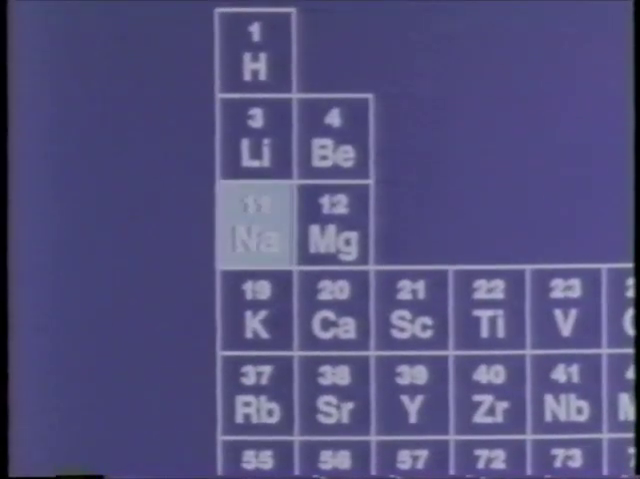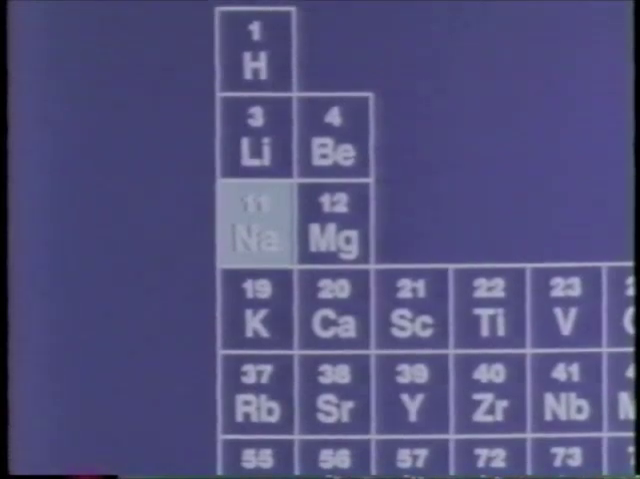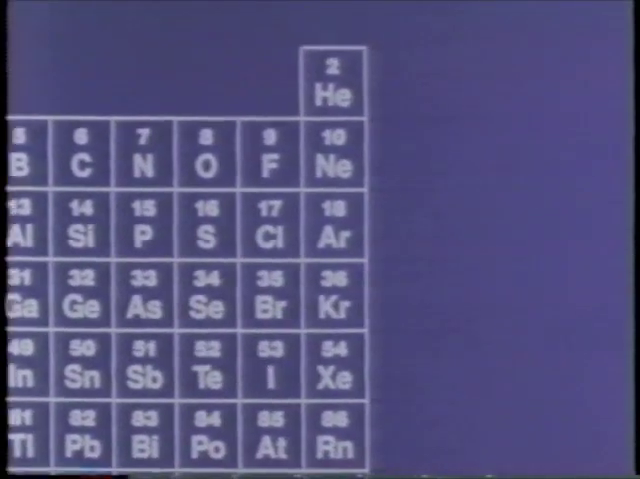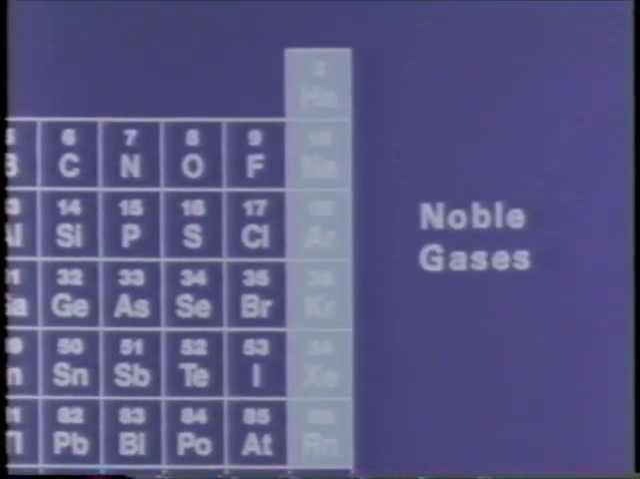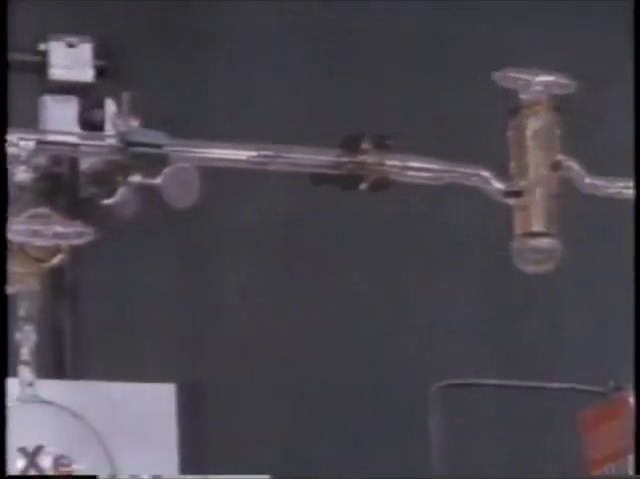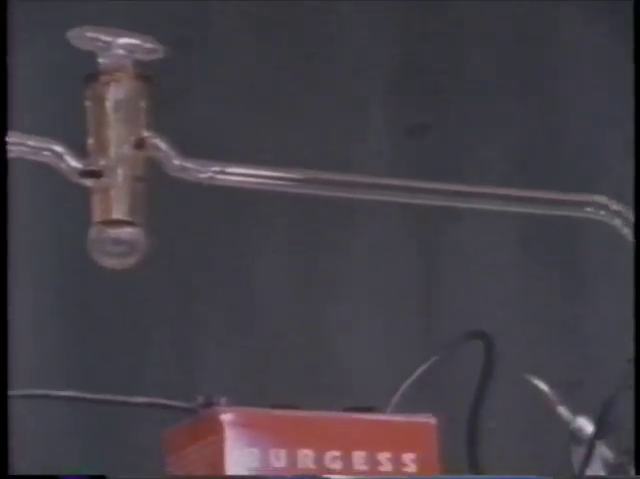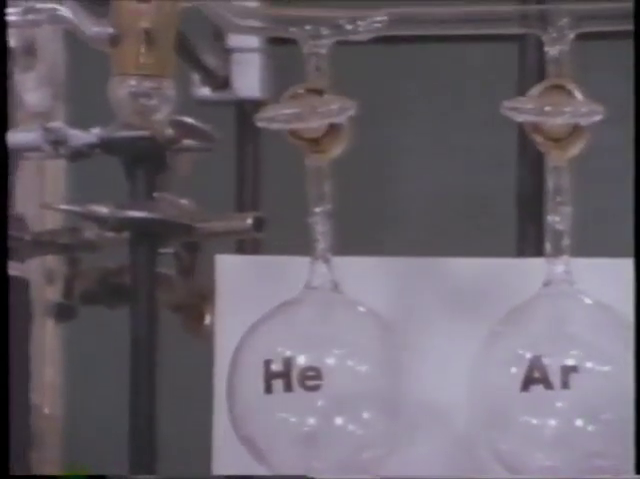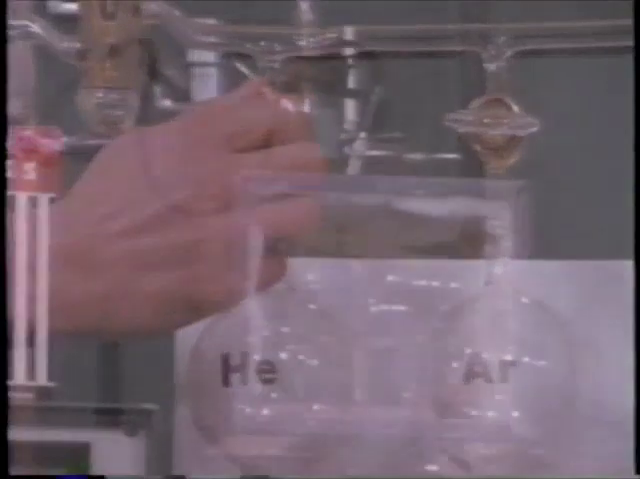Now, sodium is a highly reactive element. Let's use this electron bombardment method to measure the ionization energies of some of the highly unreactive noble gases. Here are helium, argon, xenon, 3 of the noble gases. This tubing can fill our cell with any one of the 3 gases. Let's start with helium. The cell is already empty, so we can now admit our sample. Helium is a gas at room temperature, so there's no need to heat it.